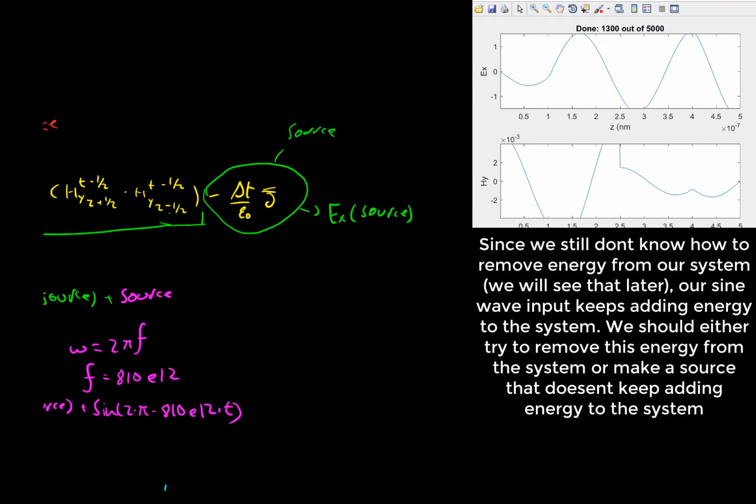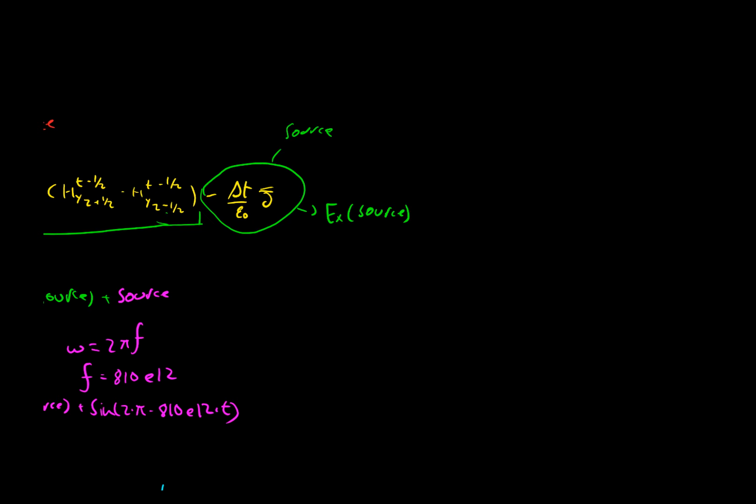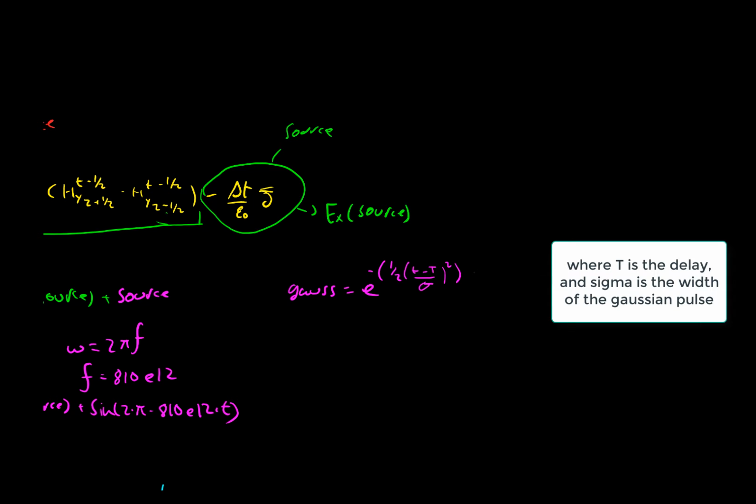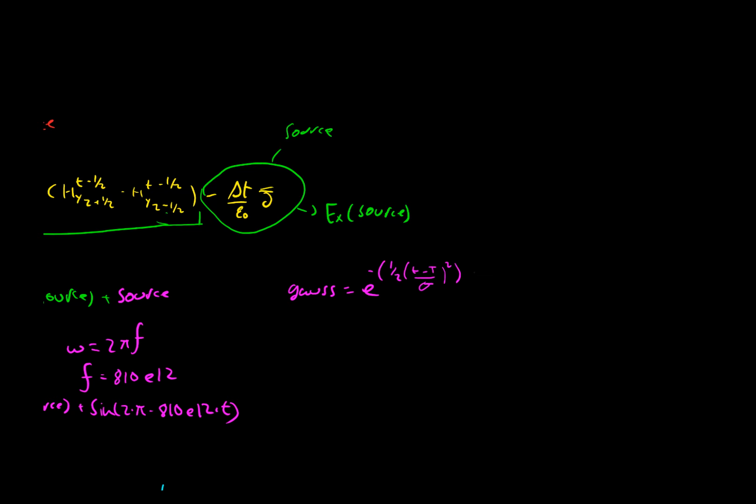Another source that we can have is a Gaussian, e to the negative 1/2 of (t minus t0) over sigma, squared. And this is more useful if you just want to look at a single pulse. That'll work a lot better.